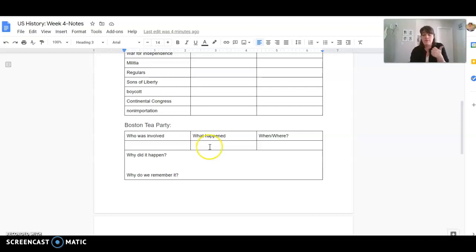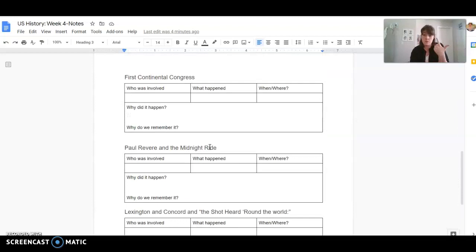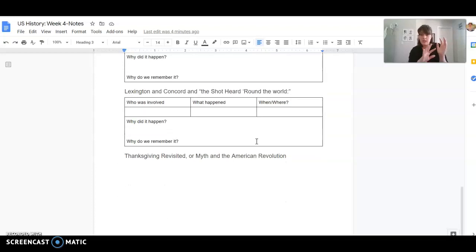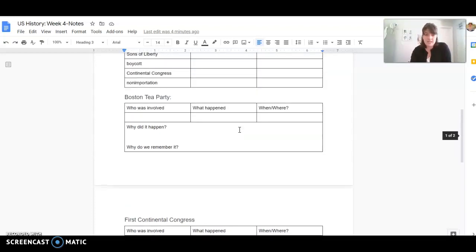That kind of stuff. So you'll do that for the Boston Tea Party, for the First Continental Congress, for Paul Revere and the Midnight Ride, and then for Lexington and Concord and the shot heard around the world. Our last assignment this week is actually going to be next week. You'll be working on it, and it's about Thanksgiving and myth and the American Revolution. This space down here is for you to take notes on that. I will talk about it with you on Thursday at the discussion session. So make sure that you come to that if you possibly can, because it will make your life a lot easier.